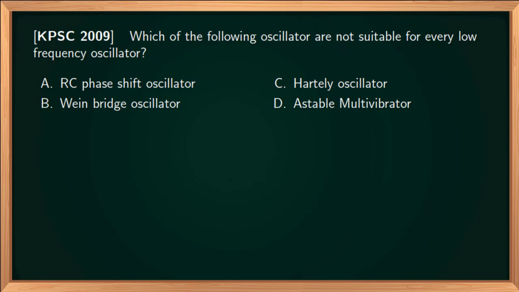Hartley oscillator cannot be used for low frequency application as it would result in a large sized inductor, which makes the circuit bulky. In the Hartley oscillator, the frequency is determined by 1 by 2 pi into root of LC. So the value of inductor L is very large if frequency f is to be a small value. The correct option is option C.